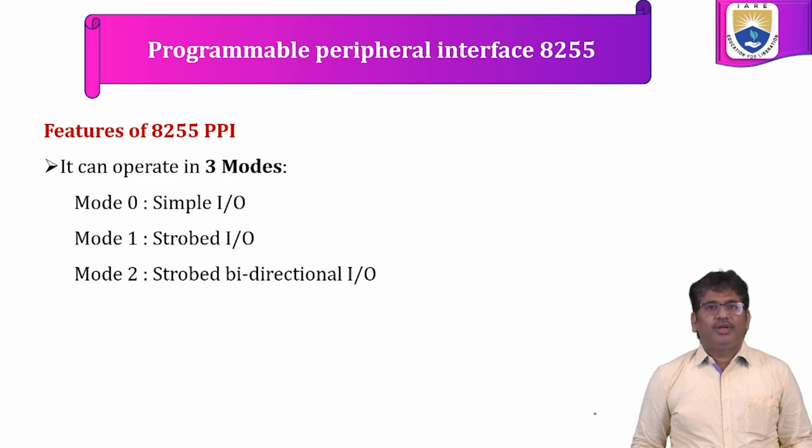This 8255 in I/O operations we can use in three modes. They are mode 0, which we call simple I/O mode; mode 1, strobed I/O; and mode 2, strobed bidirectional I/O. We will see in detail the description of these three modes of operation to be used for configuring the ports for input and output.